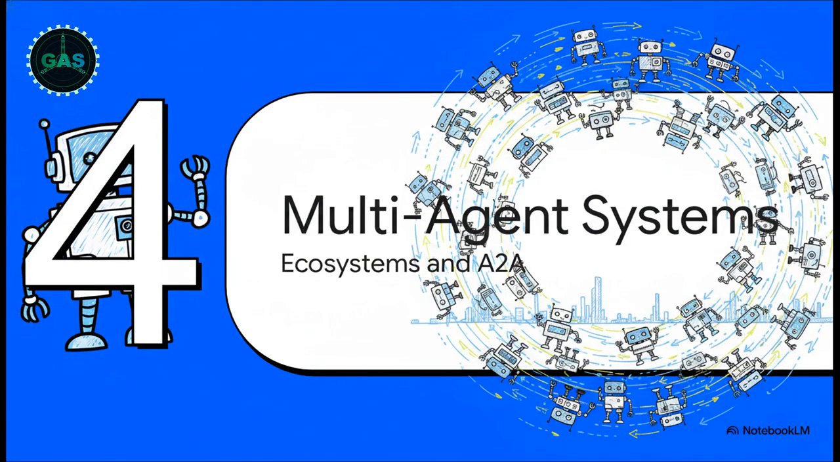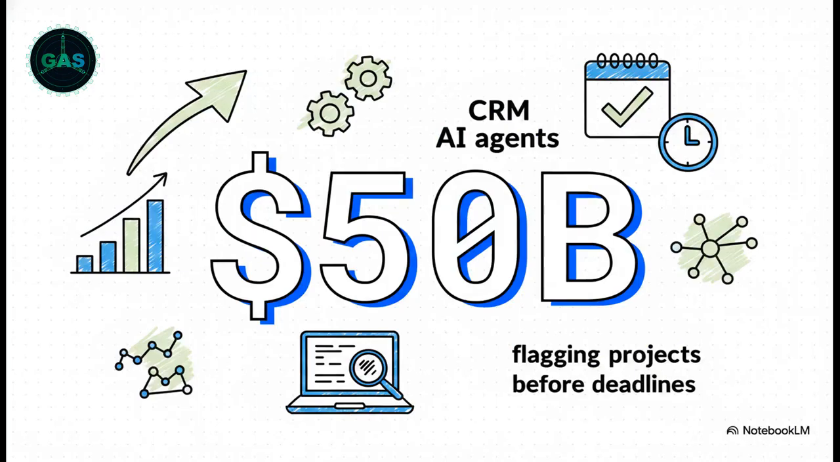Part 4. Multi-agent systems and A2A. Now that we understand a single agent's architecture, let's look at the horizon. Because the true future of enterprise automation lies in interconnected, autonomous ecosystems. This shift from single reactive flows to proactive systems is driving absolutely massive market growth. To put it in perspective, analysts project the AI agent market will skyrocket to a staggering $50 billion by 2030. That is a 43% compound annual growth rate.